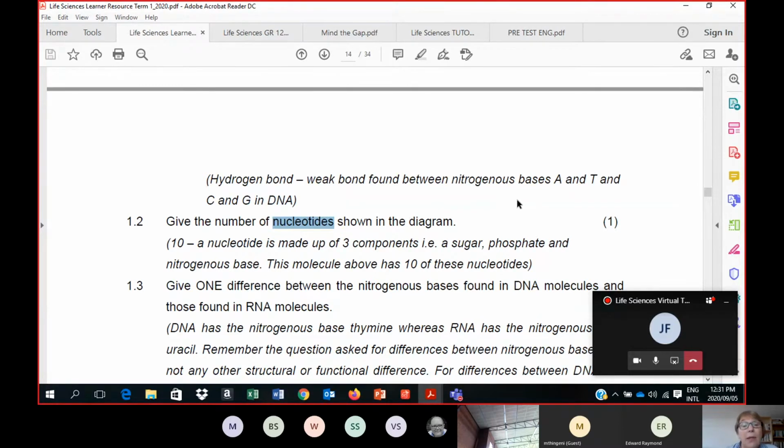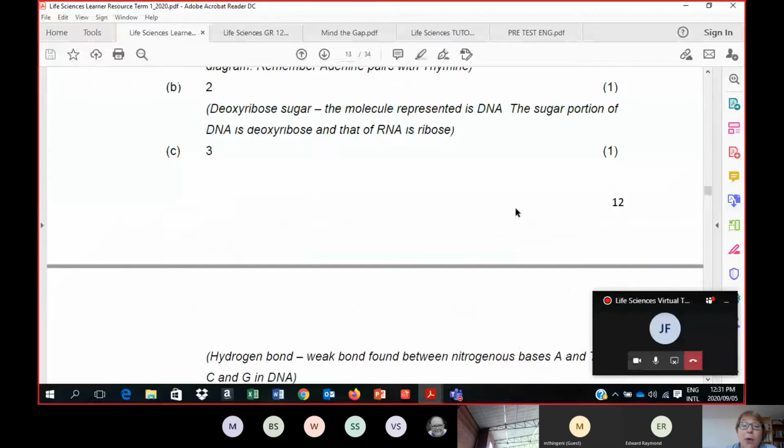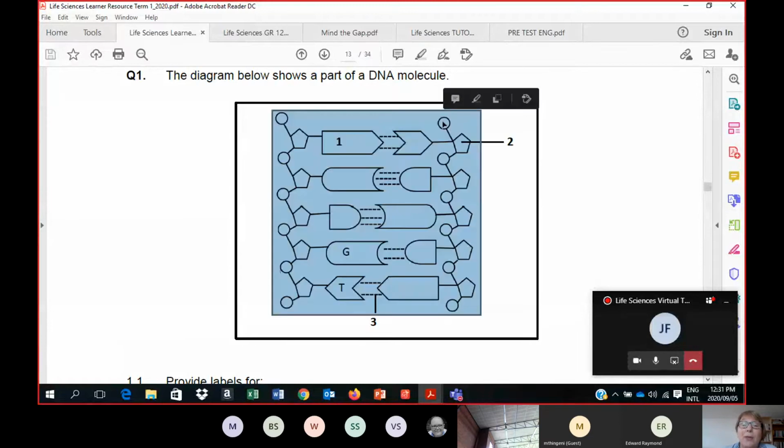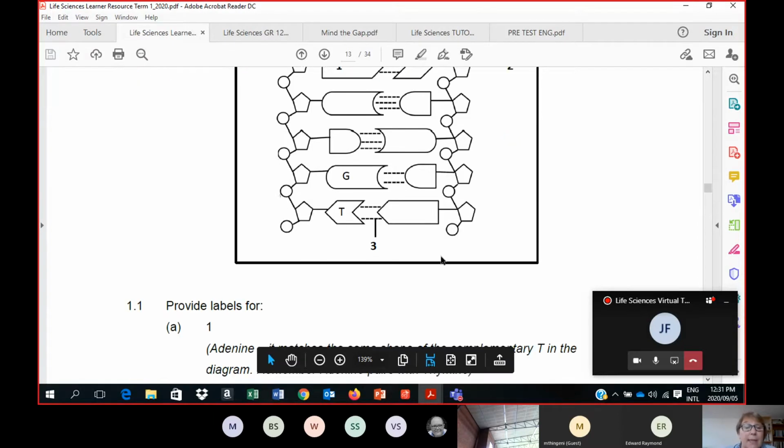But we also know that nucleotides are made up of 3 sections. So over here, the sections would be your phosphate, your sugar, and your nitrogenous base. So that over here is 1 nucleotide, right? Because it's made up, like I said, of the nitrogenous base, the phosphate, and the sugar. So in this molecule, there will be 1, 2, 3, 4, 5, 6, 7, 8, 9, 10 nucleotides.